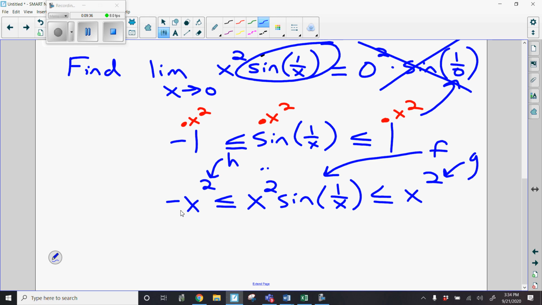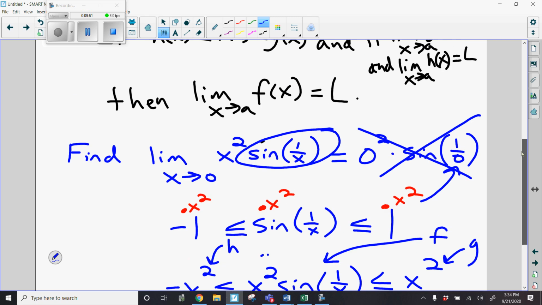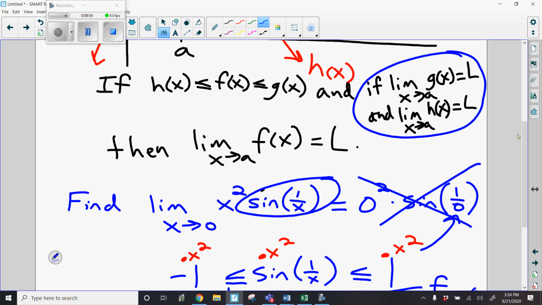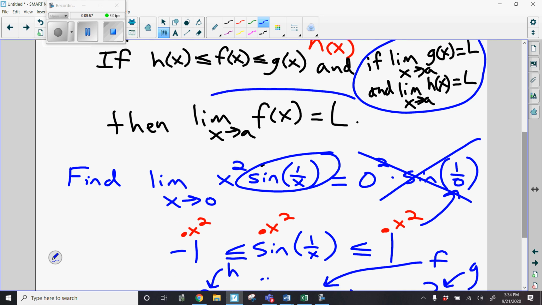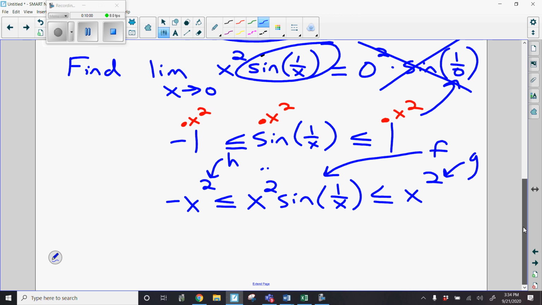So now all I have to do is find the limit as x goes to 0 of this, and the limit as x goes to 0 of this, and if they are the same thing, then I know the middle thing, that's the limit. So take a look. I'm showing G and H have the same limit, which means that has to be the limit of f. So let's try this. The limit as x goes to 0 of negative x squared. Well, this is easy. I just plug it in. Negative 1 times 0 squared, which equals 0.